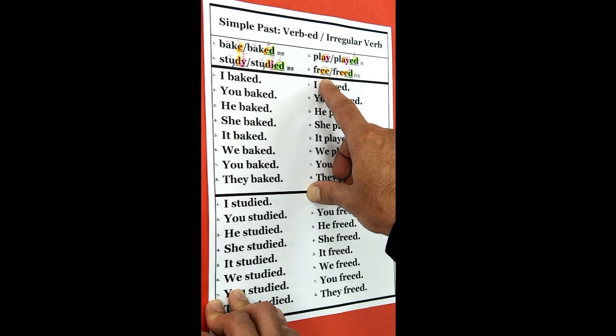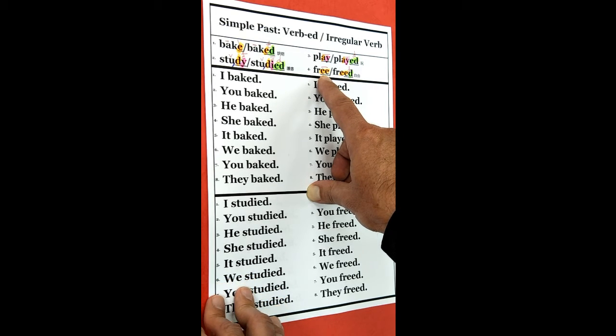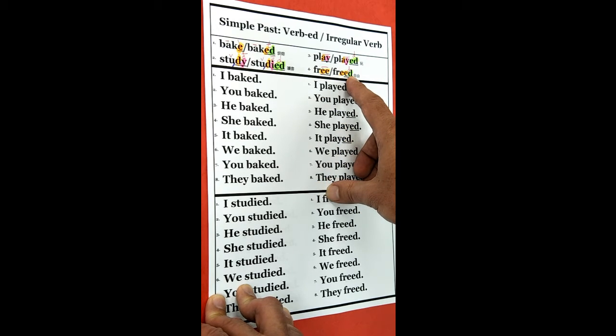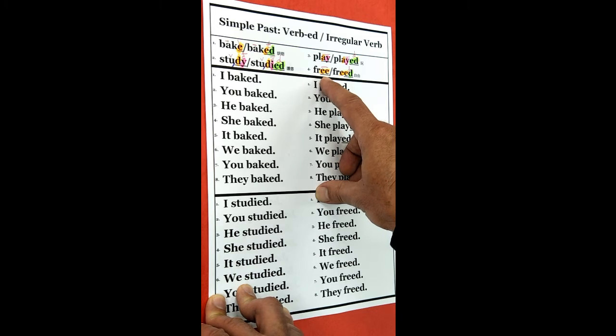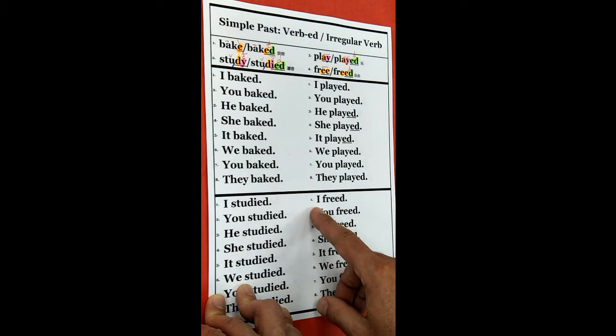The next one. There's an E here, but this is not a silent E. EE sounds like long E. This is not a silent E. So if we have an EE at the end of a verb, we add D. Free, freed. Very easy.